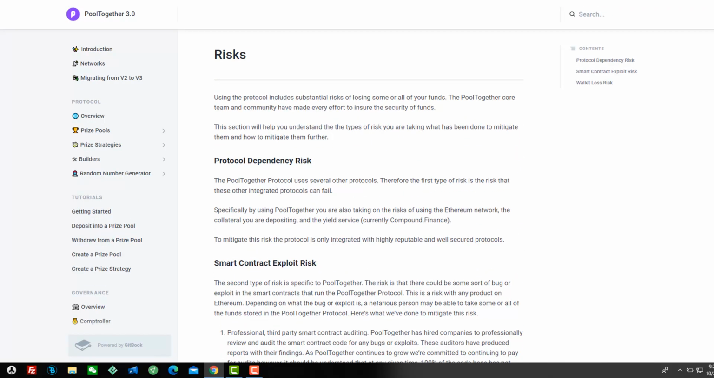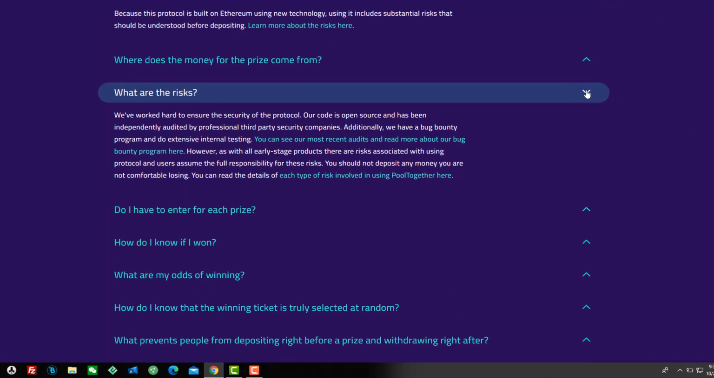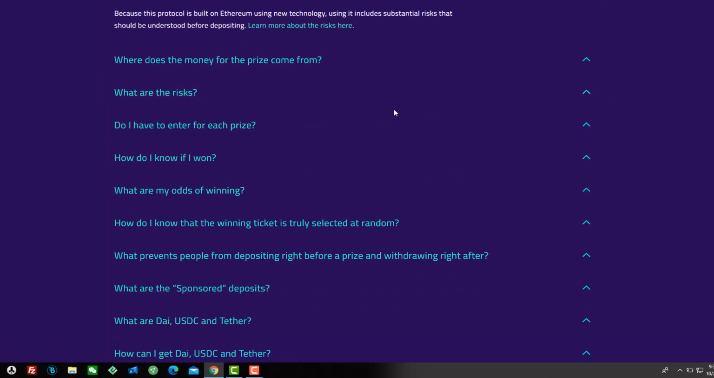I would say the biggest risk would be the protocols that it takes the money to invest into, because that's how it generates the money. When you deposit the money to get the tickets, you can withdraw the money. Can you withdraw all the money? Obviously, you have to pay gas.